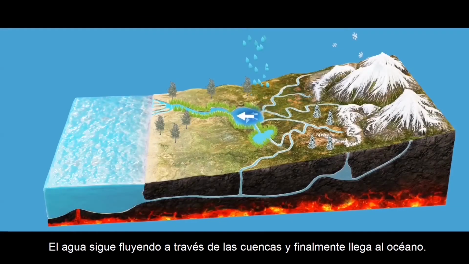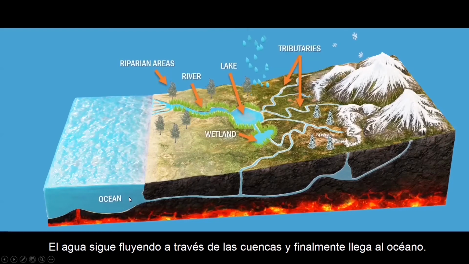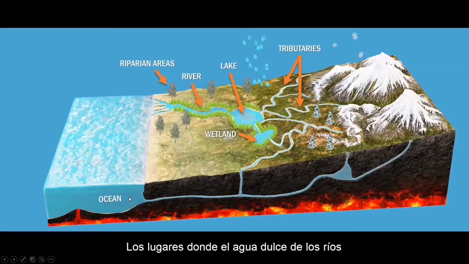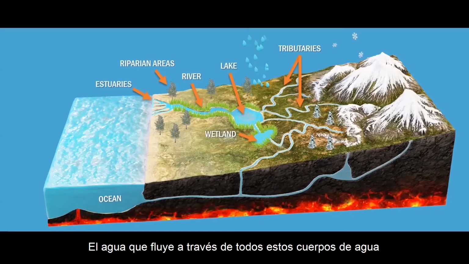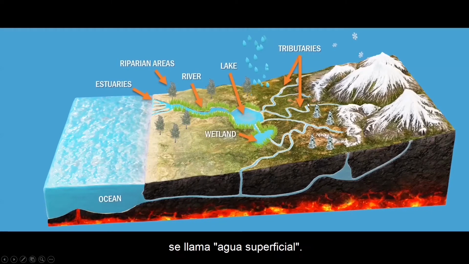The water keeps flowing through watersheds and ultimately reaches the ocean. The places where fresh water from the rivers mix with the salt water from the ocean are called estuaries. The water that flows through all these bodies of water is called surface water.